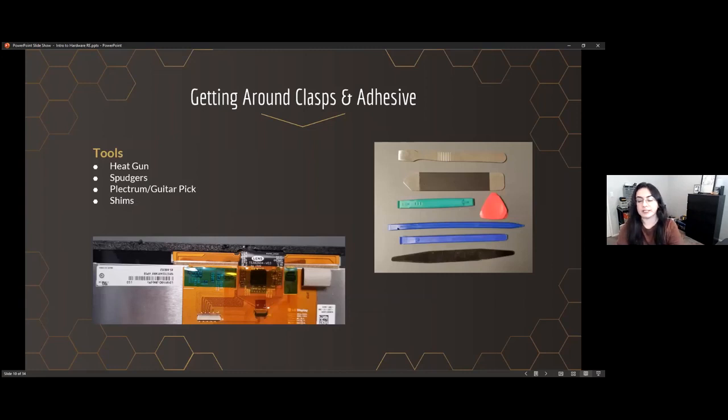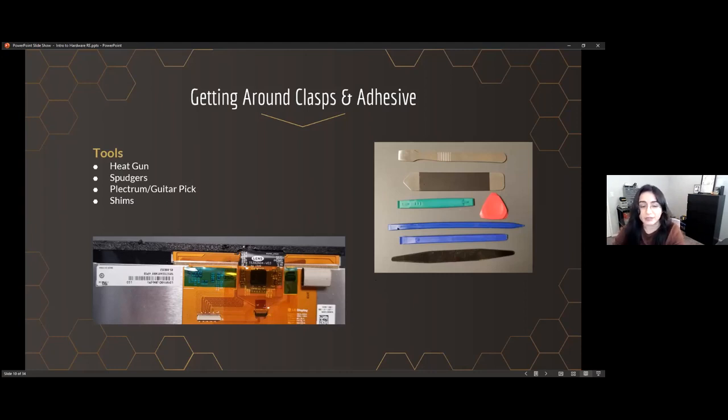So, getting around clasps and adhesive. For this one, you're going to need a heat gun. And these are called spongers on the side here. A plectrum, sorry, I just call them shims and thin things. The adhesives you see in a lot of modern devices are really strong, so I wanted to try it out: maybe I don't want to spend $70 on a heat gun, let me see if I can do it myself.